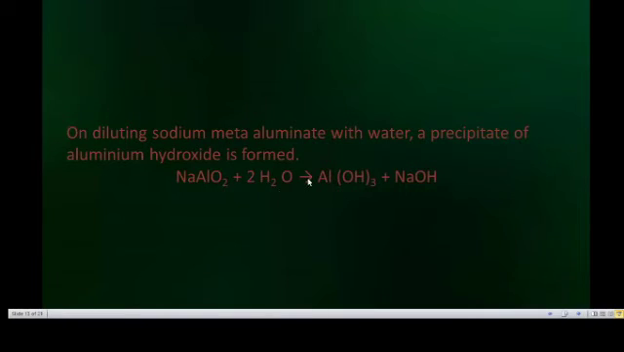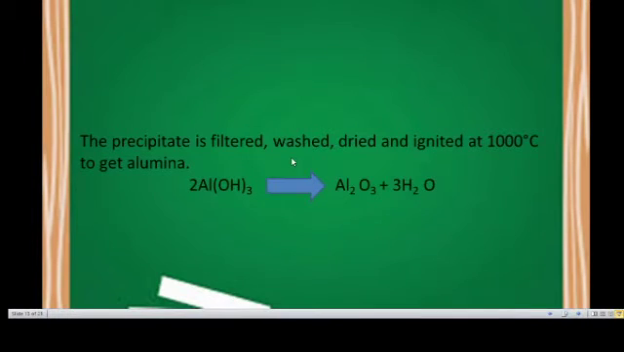NaAlO2 plus 2H2O gives Al(OH)3 plus NaOH. On diluting sodium meta-aluminate with water, a precipitate of aluminum hydroxide is formed. The precipitate of aluminum hydroxide is then washed, dried and ignited. Ignited means heated at 1000 degrees Celsius to get alumina, that is Al2O3. This is alumina.